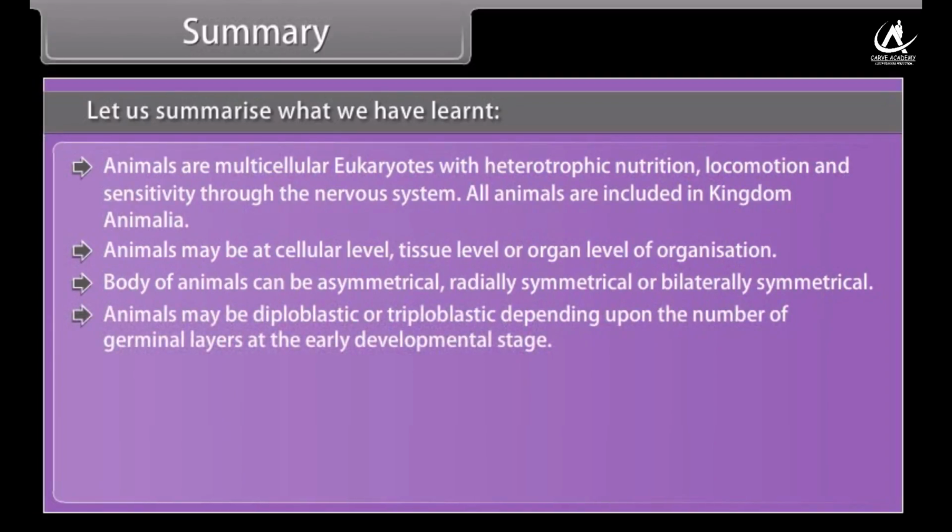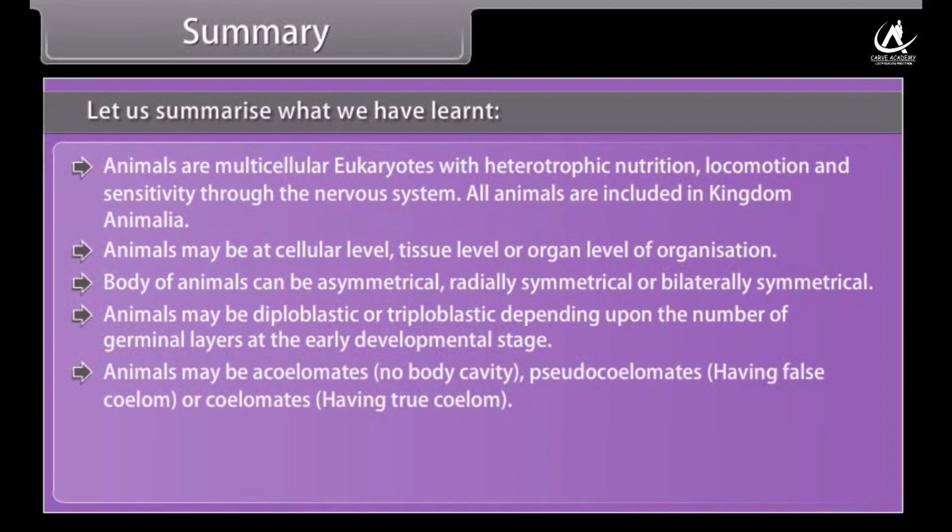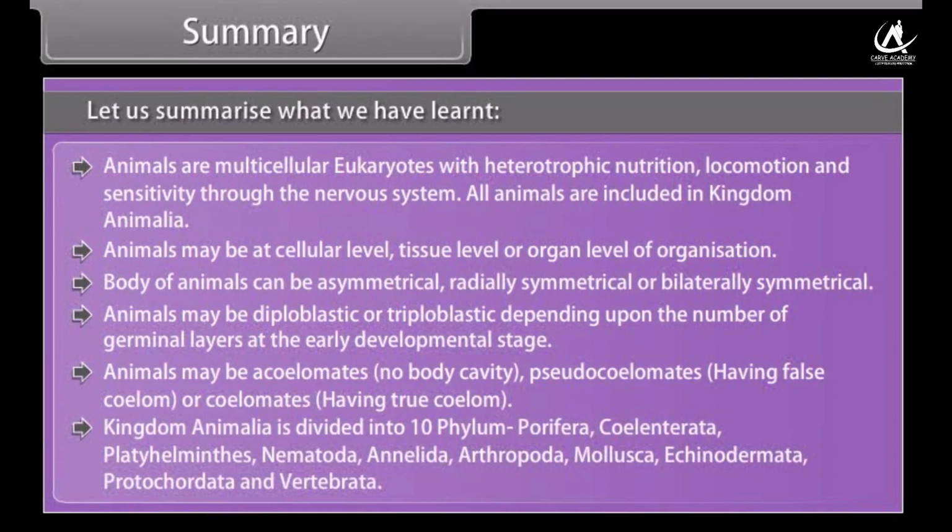Animals may be diploblastic or triploblastic depending upon the number of germinal layers at the early developmental stage. Animals may be acoelomates, with no body cavity, pseudocoelomates, having a false coelom, or coelomates, having a true coelom. Kingdom Animalia is divided into 10 phyla: Porifera, Coelenterata, Platyhelminthes, Nematoda, Annelida, Arthropoda, Mollusca, Echinodermata, Protochordata, and Vertebrata.